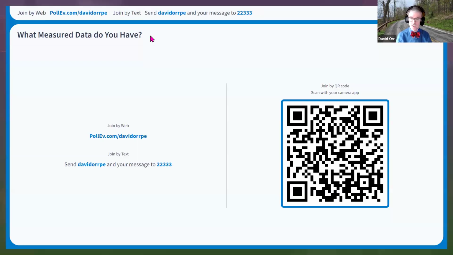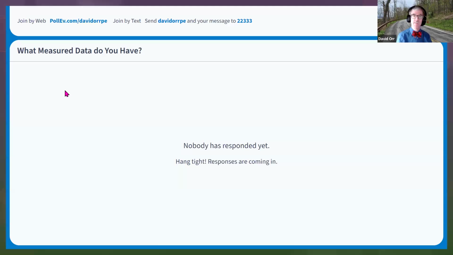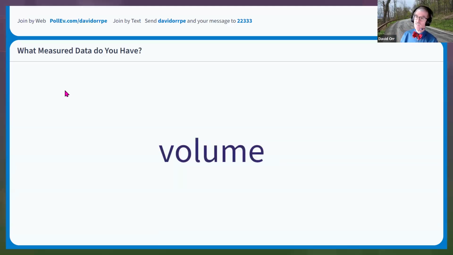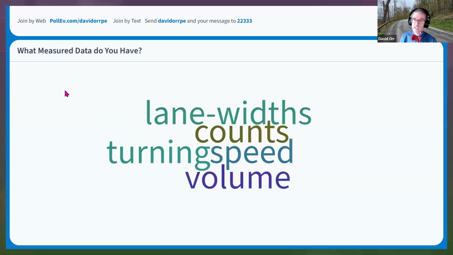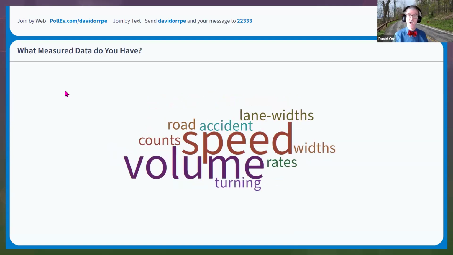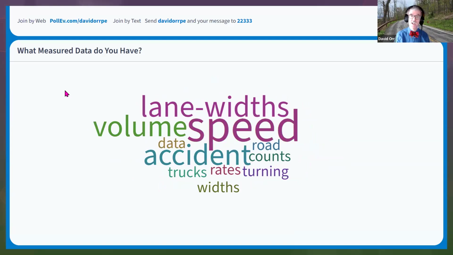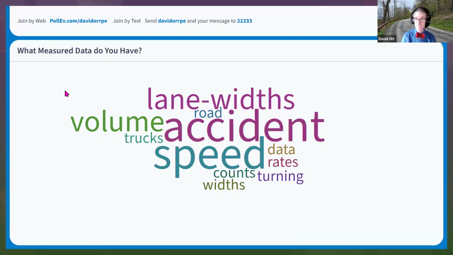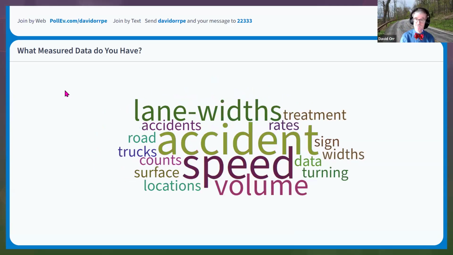So what measured data do you have? Okay, and I'll just go ahead and pop this into reports mode. What measured data do you have? You have traffic volumes. Traffic volumes are actually pretty easy to get. I can get them in 15 minutes. Maybe you've got turning counts and lane widths and speed. Okay? You can actually use the crashes that are available. Okay? Turning radius. Okay? And again, if you don't have it, you can do a surrogate using your curve signs.